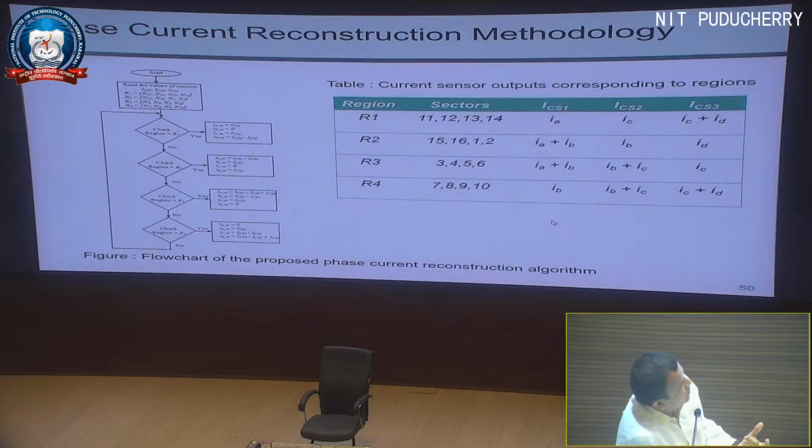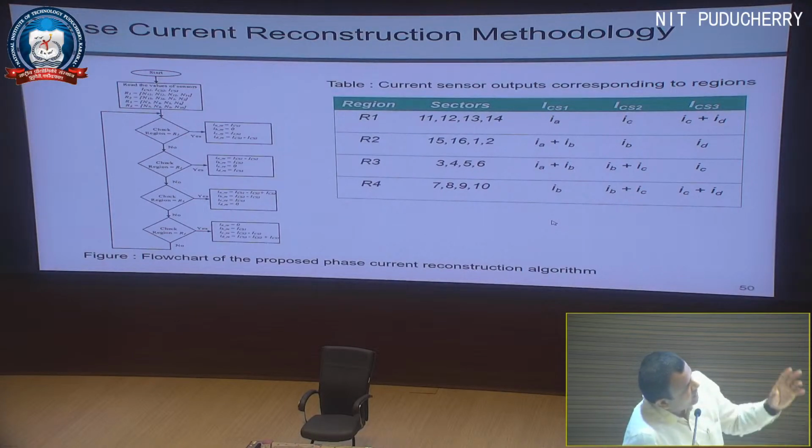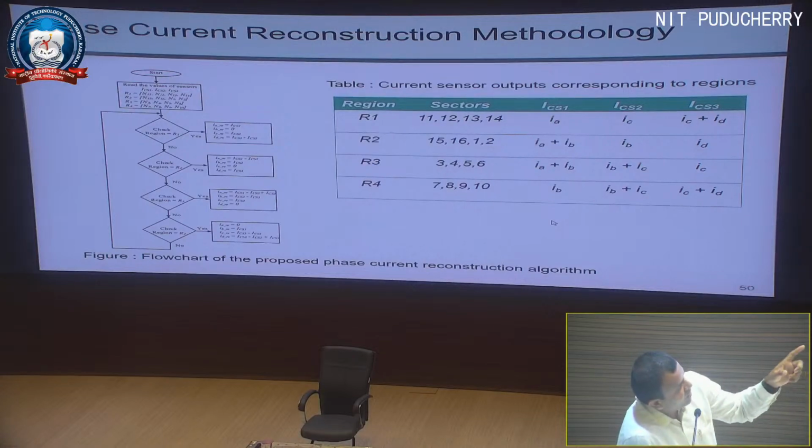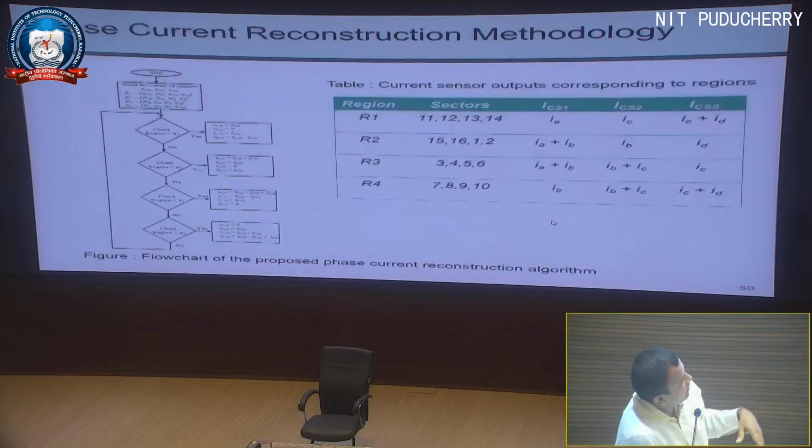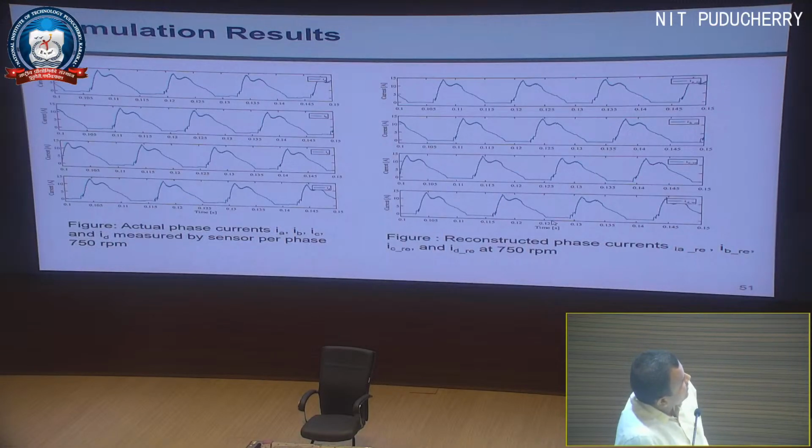So then we try to segregate into 4 regions and then identify the sector. And you can see what the current sensors are. There are 3 current sensors, and what each current sensor measures. And you can easily come to a conclusion that the missing current can be found from that, right? So that is how this reconstruction scheme works, and that is mainly because of this proposed DTC and the way in which the current is drawn from the supply.